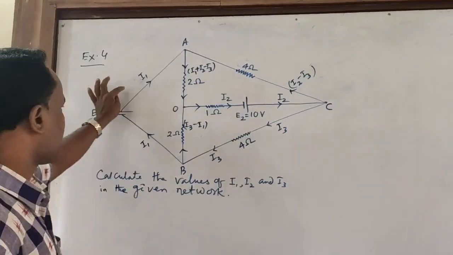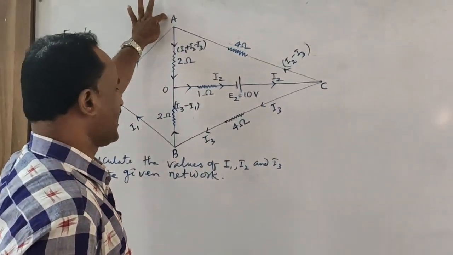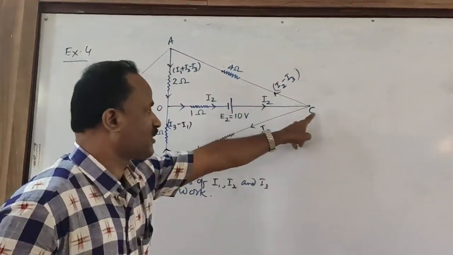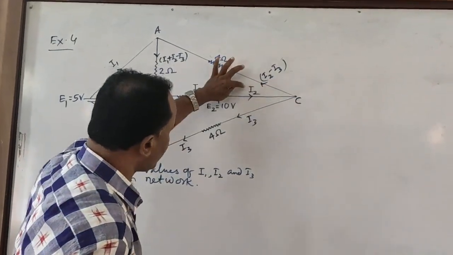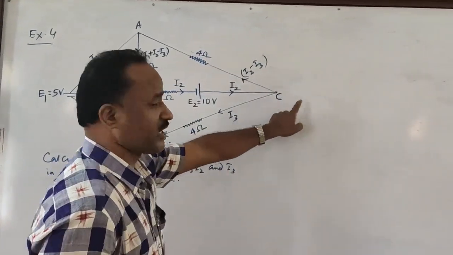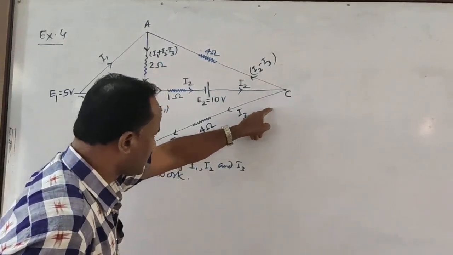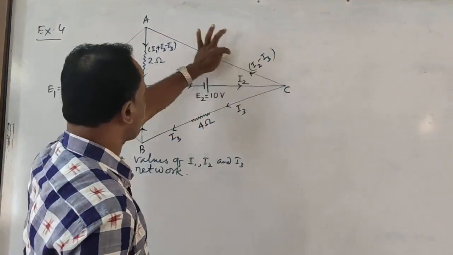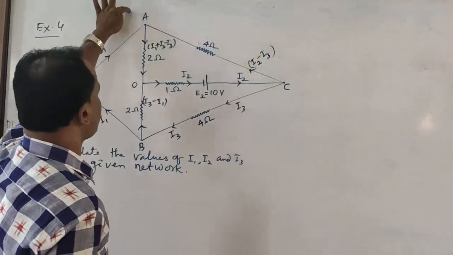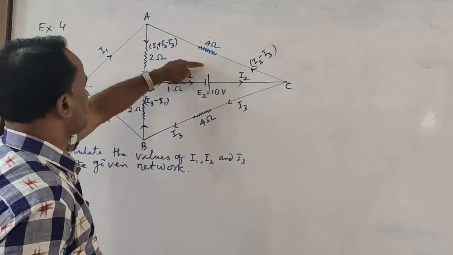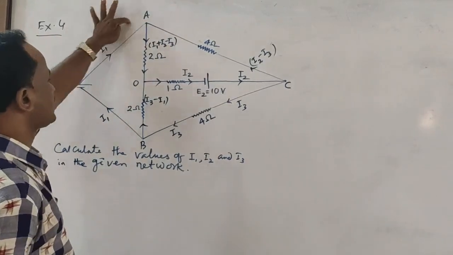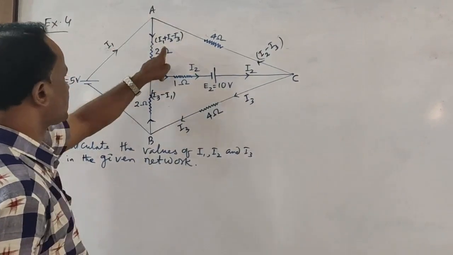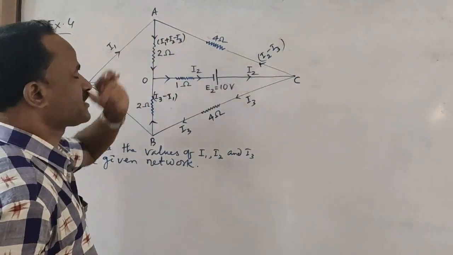See here, current I1 is entering at A. Current I2 from the cell of 10 volt EMF reaches the point C. This I2 is divided according to the KCL rule at C: I3 flows through the 4 ohm resistor, and the remaining current I2 minus I3 flows through the branch from C to A across the 4 ohm resistor. So at the point A, I1 is reaching, I2 minus I3 is reaching, and the current through the branch A to O is I1 plus I2 minus I3.